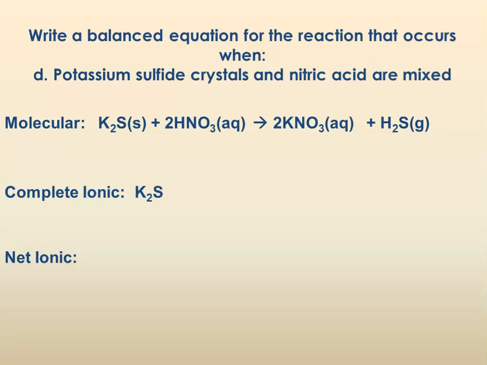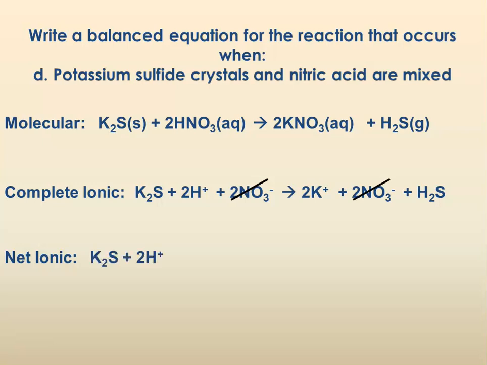K2S as a solid cannot dissociate, but HNO3 as a strong acid can, and because there's a coefficient of 2, it will make 2 of each of its ions. KNO3 is an ionic compound. There are 2 units of those, so those will dissociate, while H2S will remain intact. If I look at my complete ionic equation, I see that I have nitrate ions on both sides, so those are going to cancel out. But that is the only ion that is going to act as a common ion, as a spectator ion. So you're going to be left with K2S and 2H+ makes 2K+ and H2S.